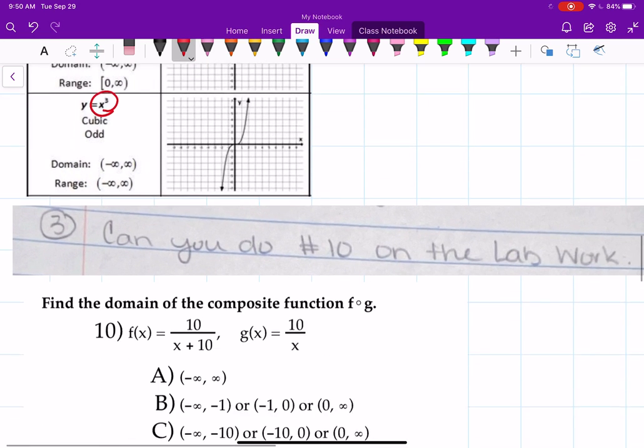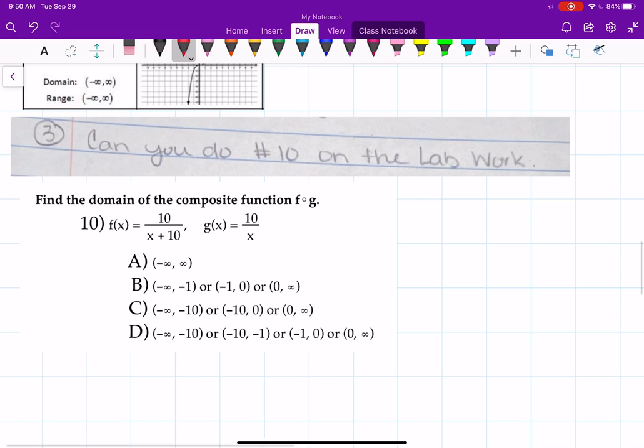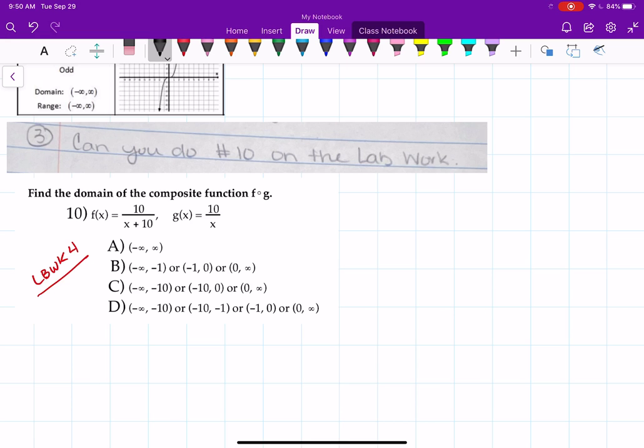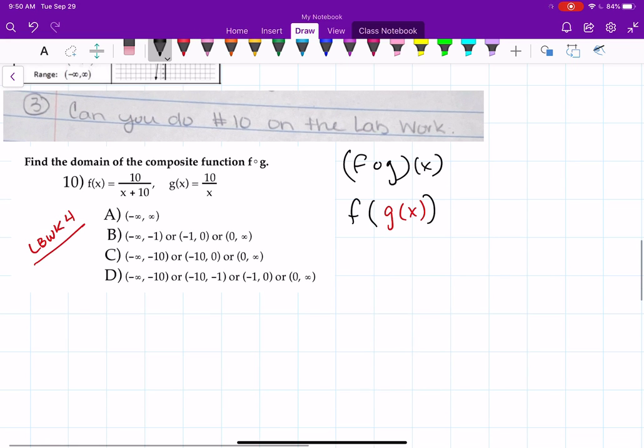All right. So now number 3, I didn't know which one you were talking about because this one would be lab work 4 number 10. So lab work 4 number 10. The way you would do this is, again, f composite g of x means f of g of x. Okay, which means I'm putting the g of x, 10 over x, into the f function. So this would be 10 over x plus 10.